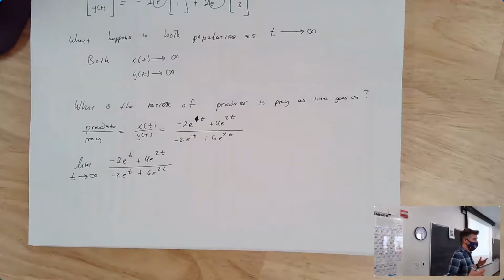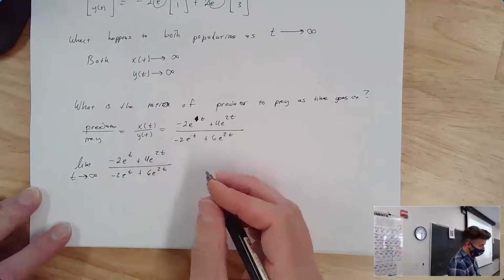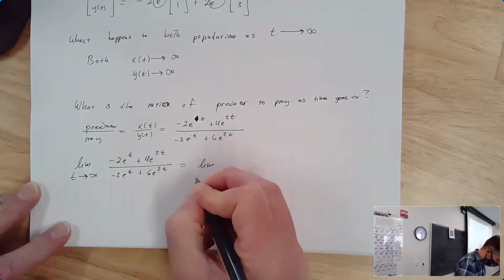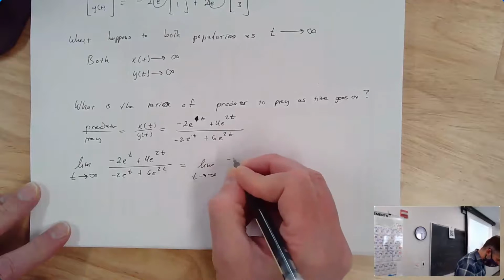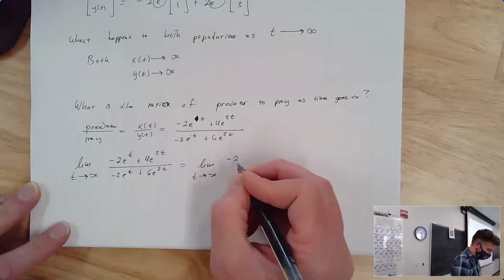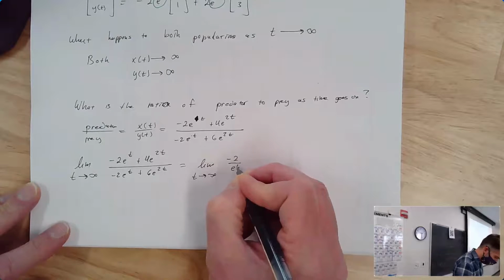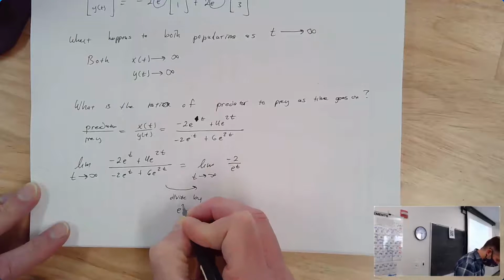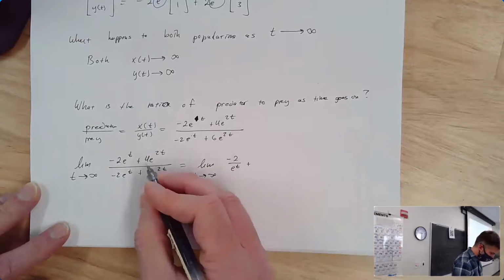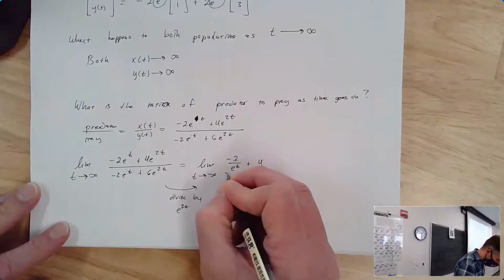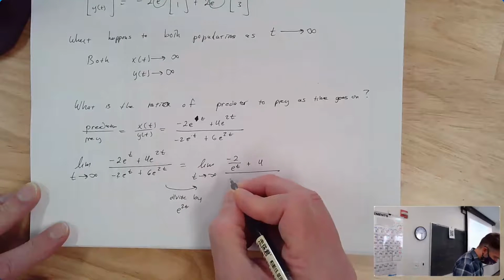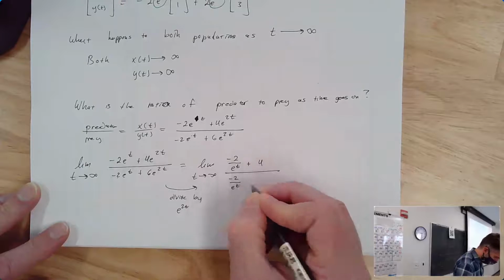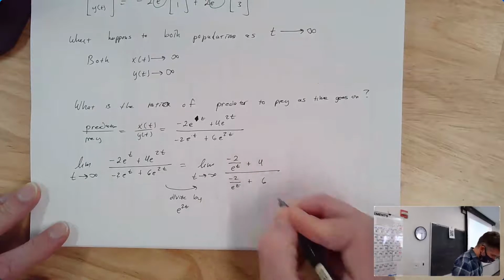Just like we've done before for a polynomial over a polynomial, where we divide everything by x cubed if x cubed is the biggest power. I'm going to divide everything by e to the 2t and watch what happens. Negative 2e to the t over e to the 2t is negative 2 over e to the t. 4e to the 2t over e to the 2t is just 4. And 6e to the 2t over e to the 2t is 6.